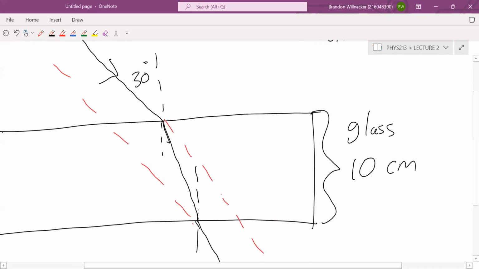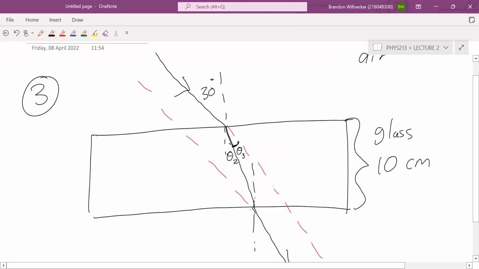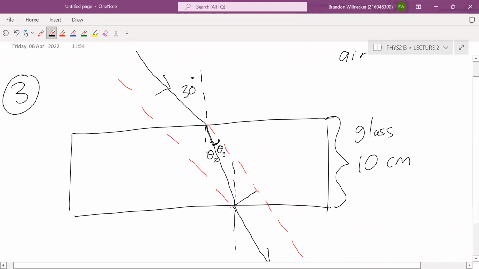Okay, so let's just zoom in here to the point of refraction. So we have an incoming angle at 30 degrees. It is then leaving at an angle, let's say theta 2. Now, if that is theta 2, let's call this other angle here theta 3. I'm just labeling the diagram so we can work with this. And what we want to find is this distance over here between the parallel lines, that's d.